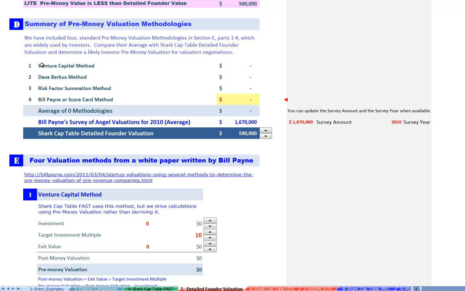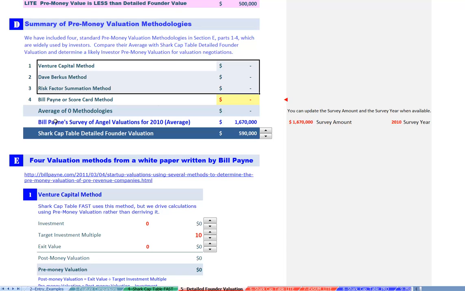And there are 4 of them: the venture capital method, the Dave Berkus method, the risk factor summation method, and the Bill Payne or the scorecard method. Now, I left this one so that you can enter it yourself. This one's a little tricky. It needs a lot more local data, which I don't have. These are a little easier to use.